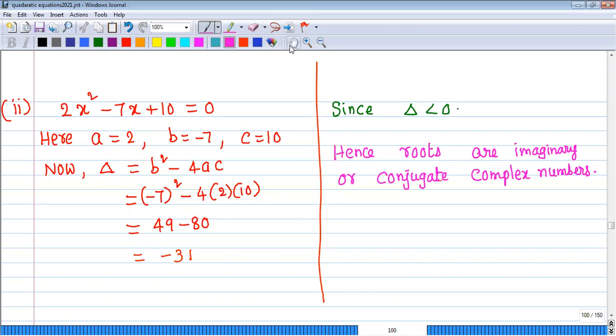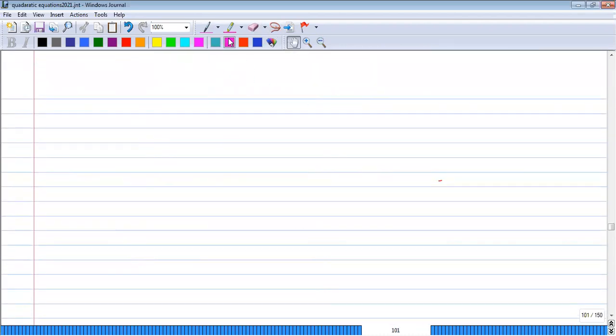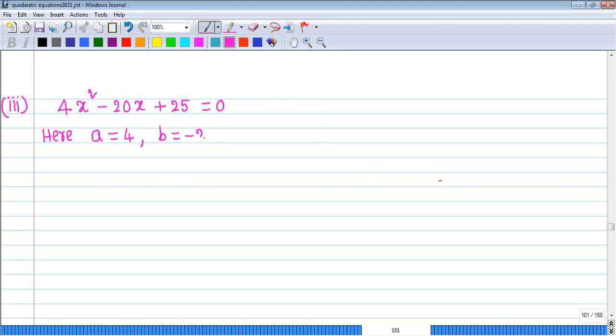Now let us move to the third problem. Third problem. 4x square minus 20x plus 25 equals to 0. Here a is 4, b is negative 20, c is 25.